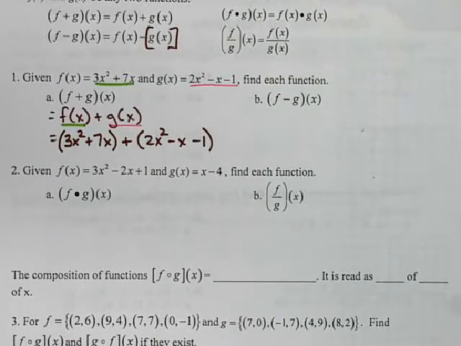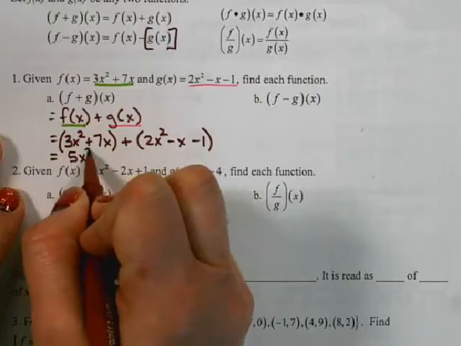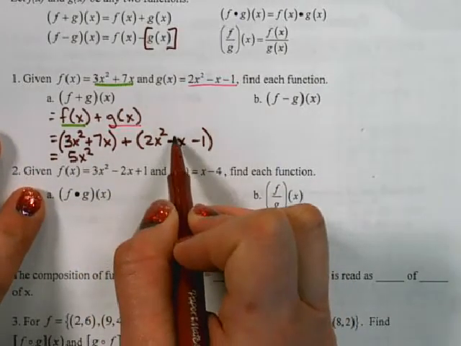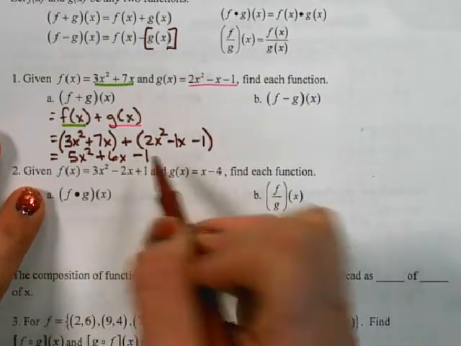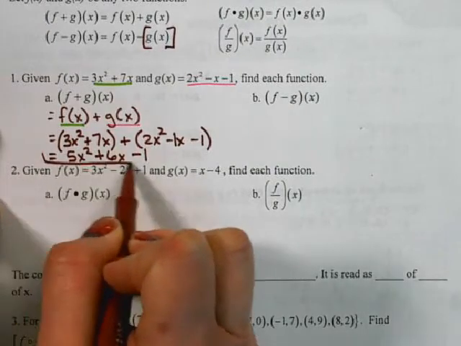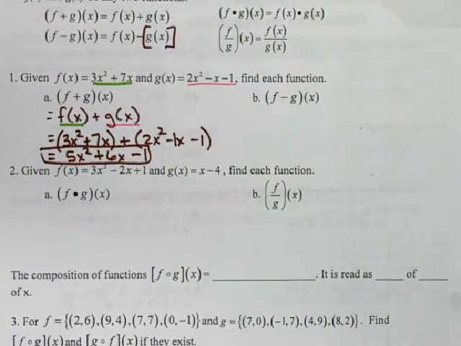And now, let's combine like terms. So I got a 3x squared and a 2x squared, so I have 5x squared. And then I have a 7x and a negative 1, so I have plus 6x. And then a negative 1 that just gets to chill. Remember, just like before, we don't do anything with that left-hand side. We just simplify the right-hand side. Make sense? So we just take our two functions and add them together and combine like terms. Questions on that one?